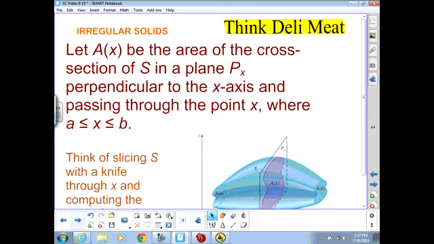You can think of like deli meat or a loaf of bread. When you get deli meat and they cut it into slices, you're starting with some three-dimensional object. Then you get a slice cut. It has a little bit of thickness, and then times the area of the face of that slice of meat would give you the volume of that slice of meat that you have. That's essentially what we are going to be doing here.